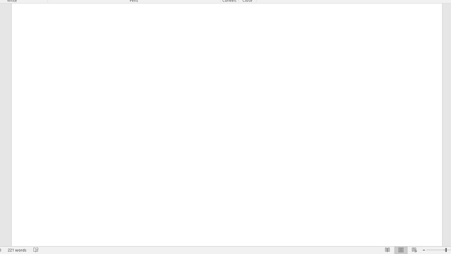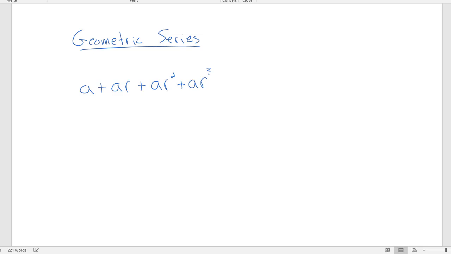So in the prior section, we talked about a geometric sequence. Now we're going to talk about adding all of those terms together to generate a geometric series. Typically, the way most textbooks write a geometric series is a plus ar plus ar squared plus ar cubed, and so on and so forth.